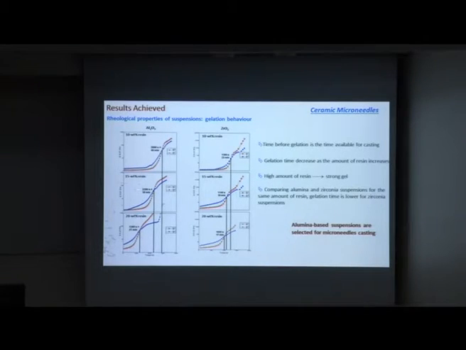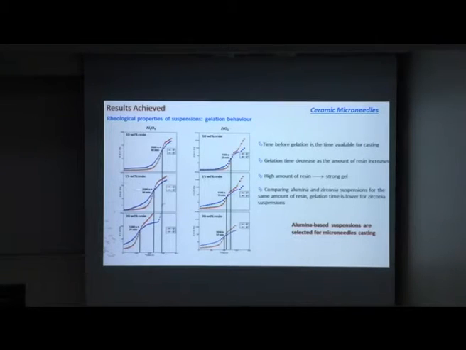So another important property is the gelation behavior of this kind of suspension, since we will have the hardness and the suspension needs to gelify inside the mold. So here we have the storage and loss modulus versus time of alumina and zirconia suspensions in the presence of different amounts of resin. So this time before gelation is the time that we have available for casting the suspensions. And as we can see, the gelation time decreases as the amount of resin increases, as expected.